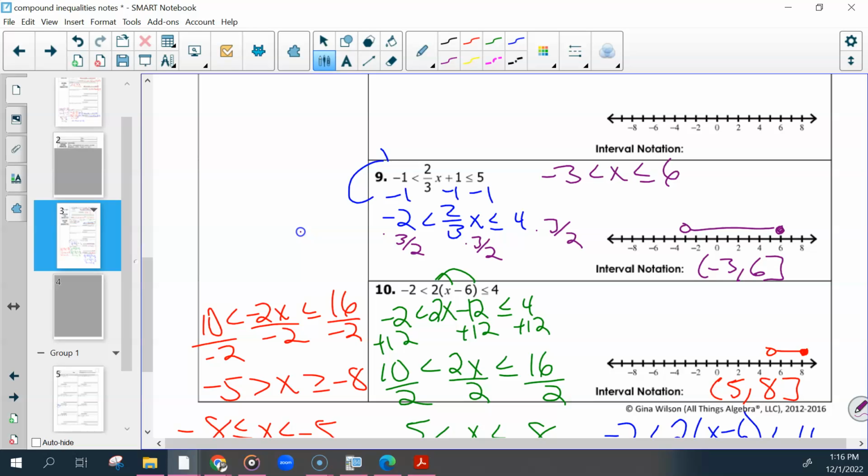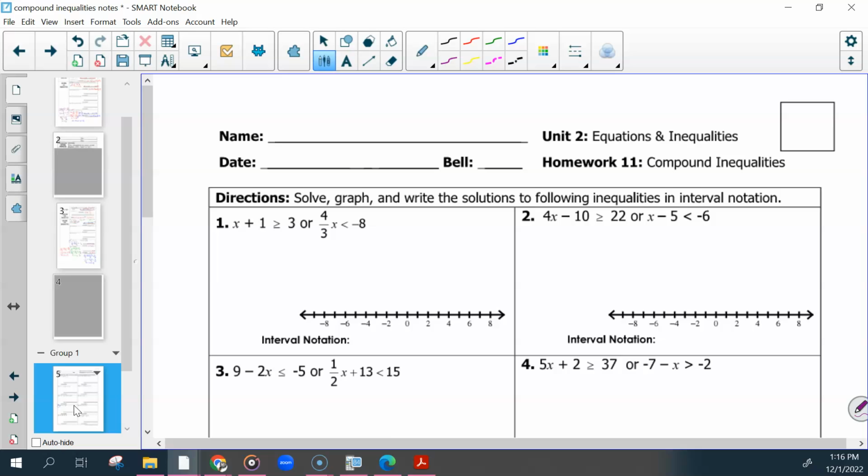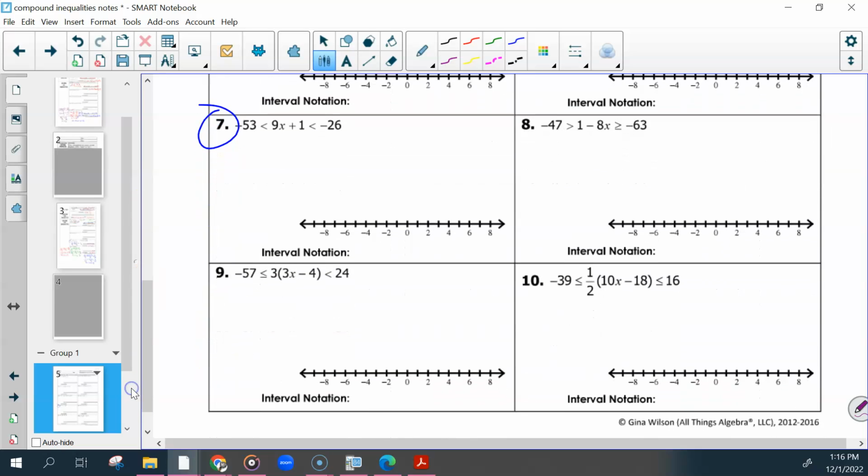Questions on that one? And then once you've written this down, turn over to the back so we can do 7. The way this is written, is this an and or an or inequality? And. It's condensed. If it said the word or, that would tell you it's an or inequality. Right, so for this one, we would solve it all together.